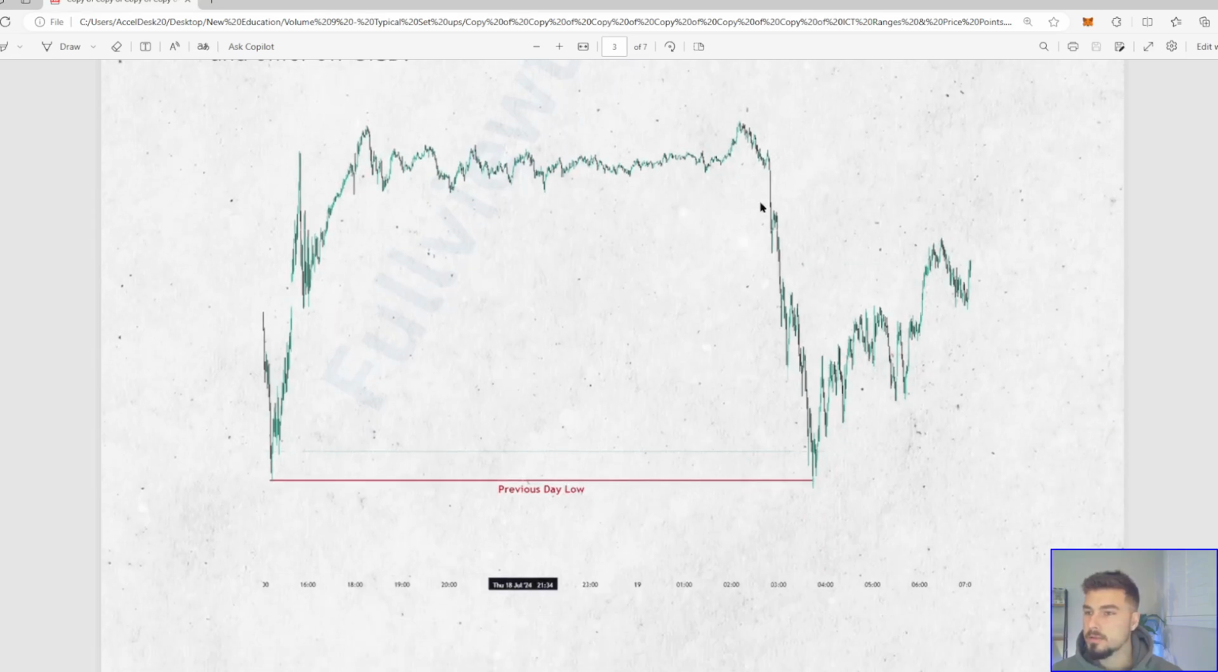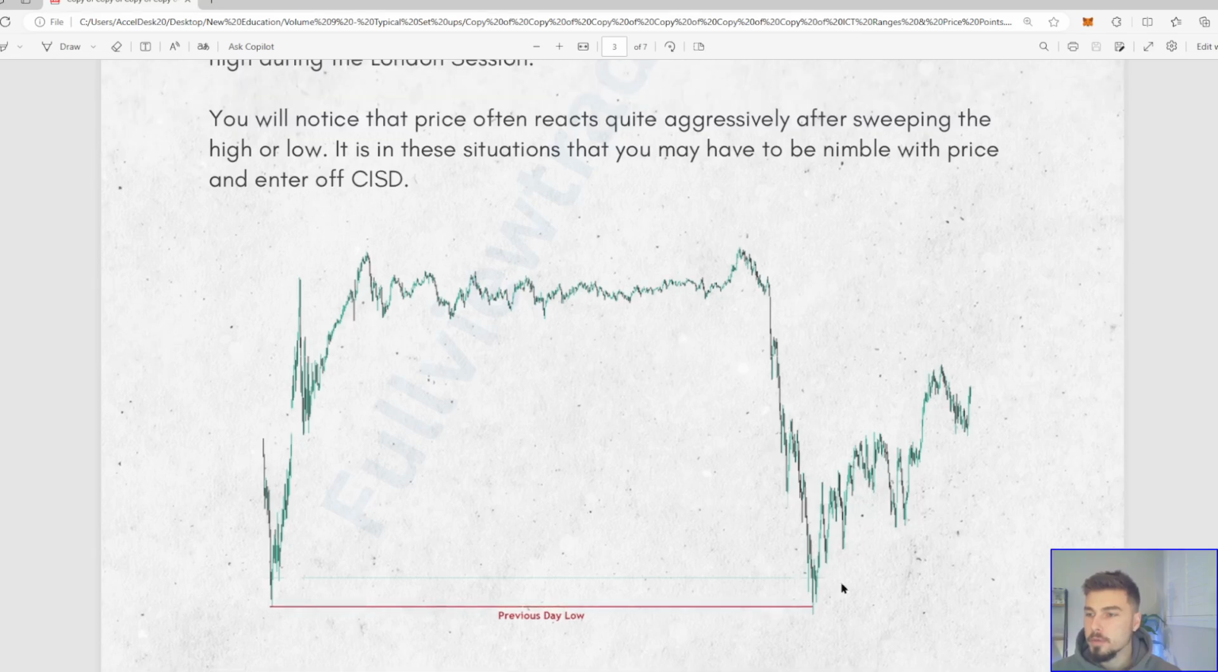Price comes down and then sweeps this previous day low. It does it during a macro, just so you know. Now, we sweep that previous day low and immediately we have a reaction to the upside. Then we're going to zoom into this and try to find any entry opportunities that we can take advantage of. That's really important to keep in mind.